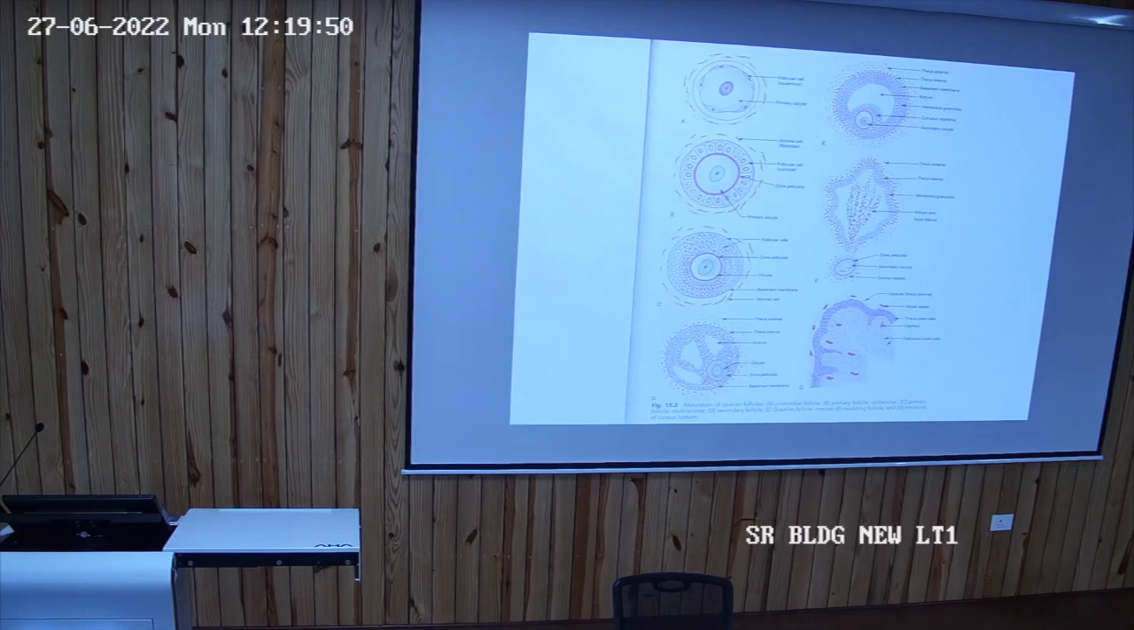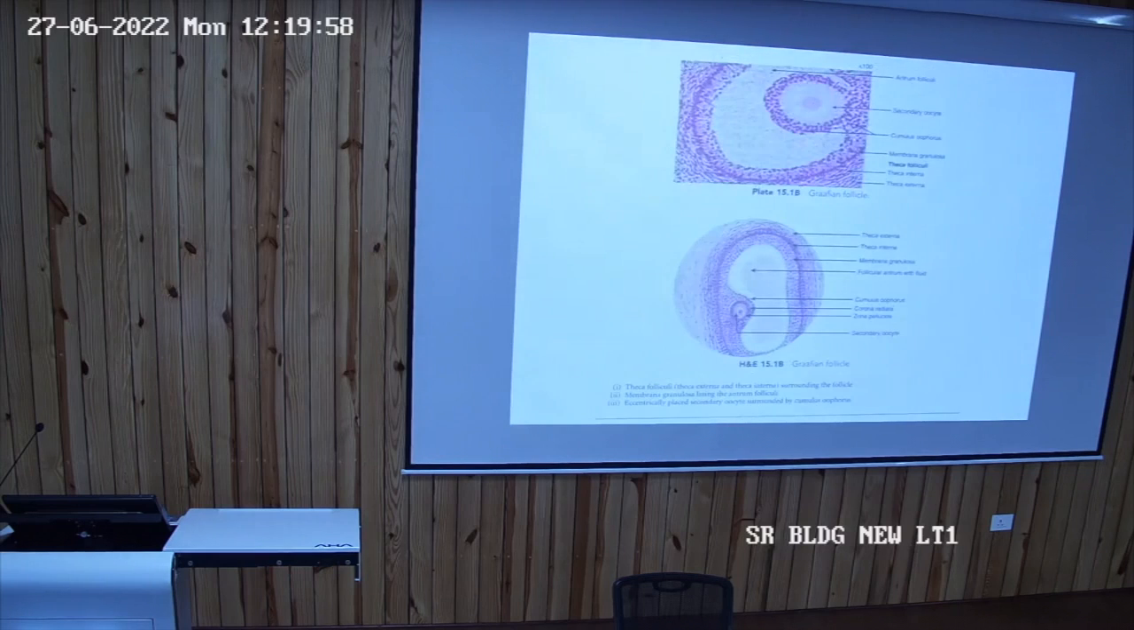I am showing you another part of the diagram. Look at this part. This is the Graafian follicle, the complete picture that you will see here. The secondary oocyte and this part, and this is the Graafian follicle, more diagrams.